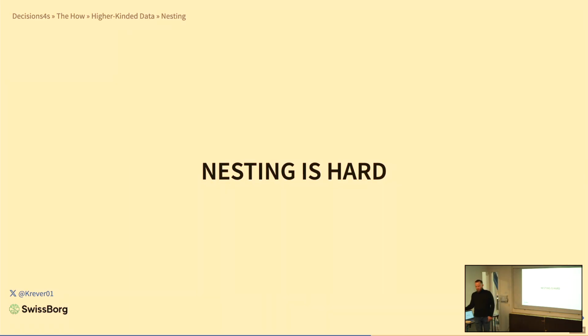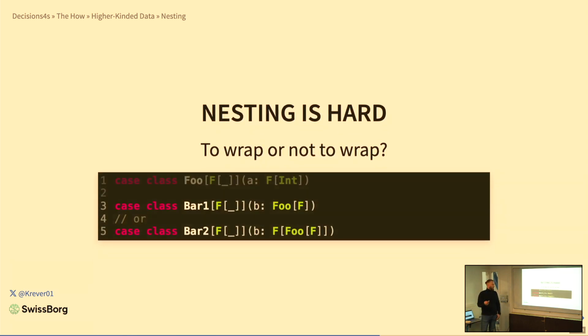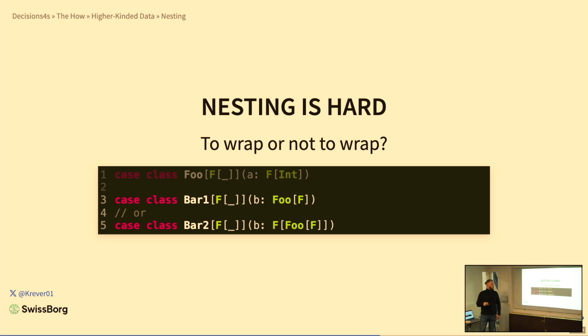Okay, about crazy stuff. Nesting is hard. Imagine you want to put foo inside the bar, and the first thing you need to decide is, do you want to wrap foo or not? Both foo and bar are HKDs, right? And this is a big difference, and a big decision to make.